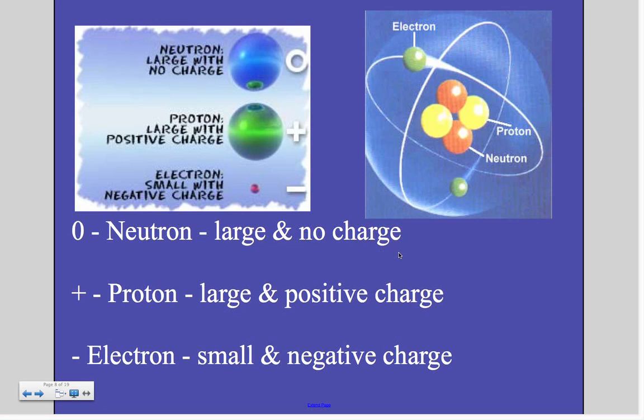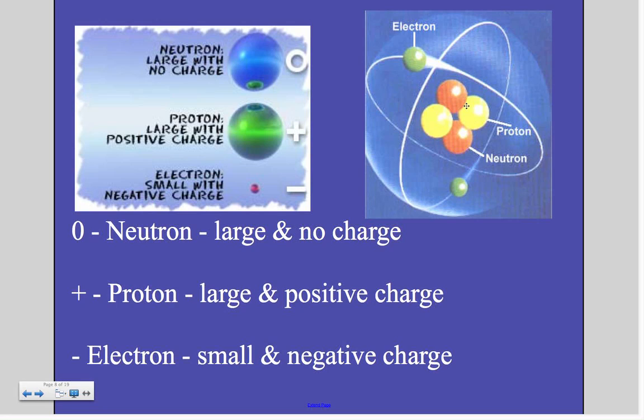A neutron is neutral, and it's large. There's 2 big pieces of the atom, this proton and the neutron. So the neutron is one of the largest pieces in the atomic structure, and it's neutral, which means it has no charge. The proton is the positive charge in the atom, and it is also large. So between the protons and the neutrons, if you look at the picture up here on the right, they make up the nucleus, and they make up most of the mass of that atomic structure.